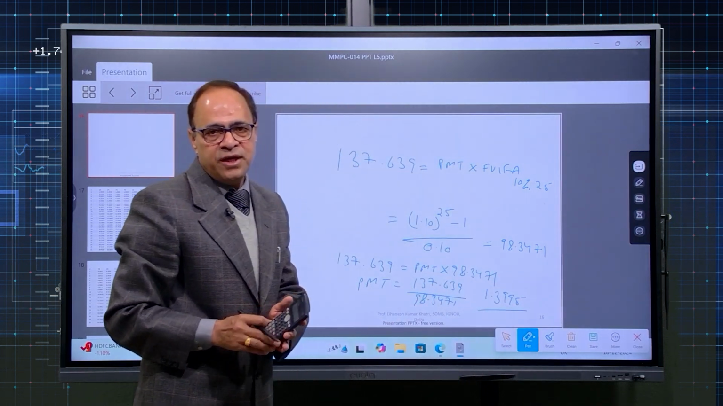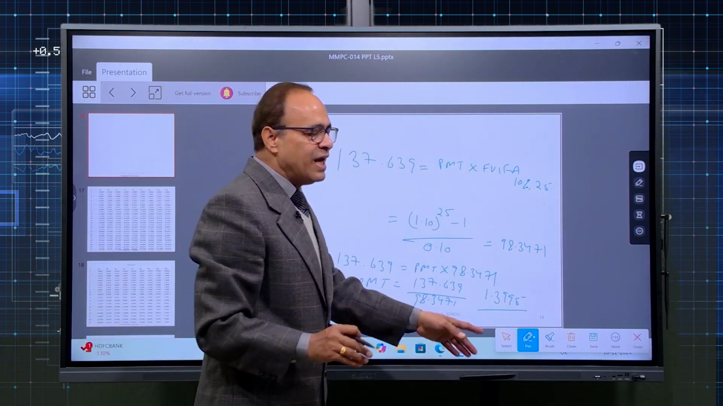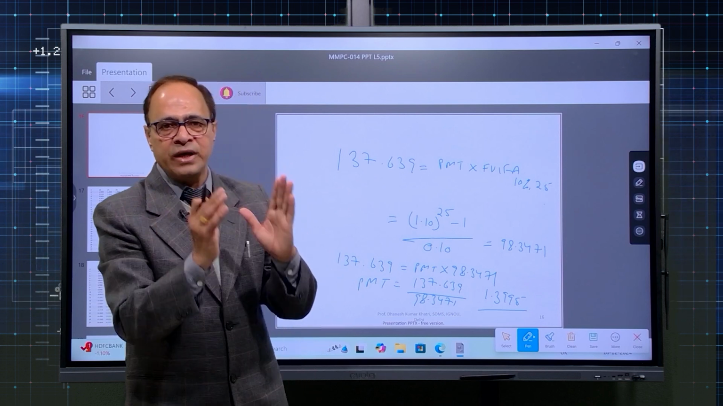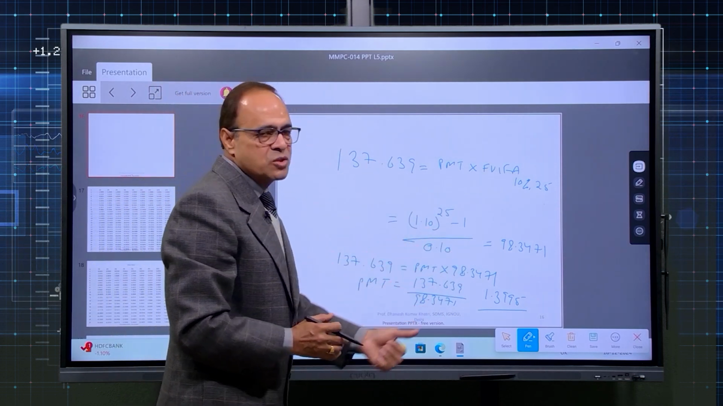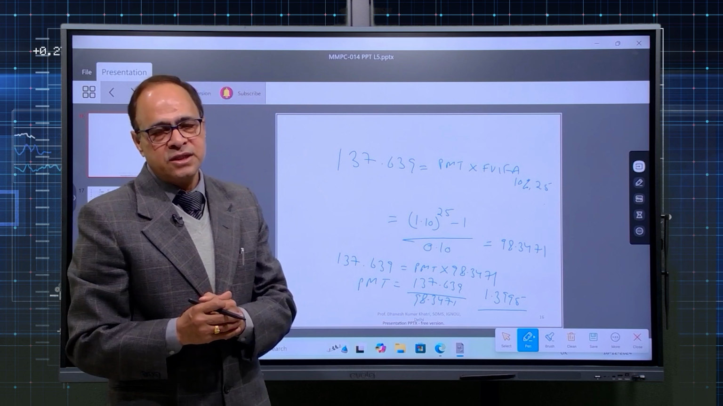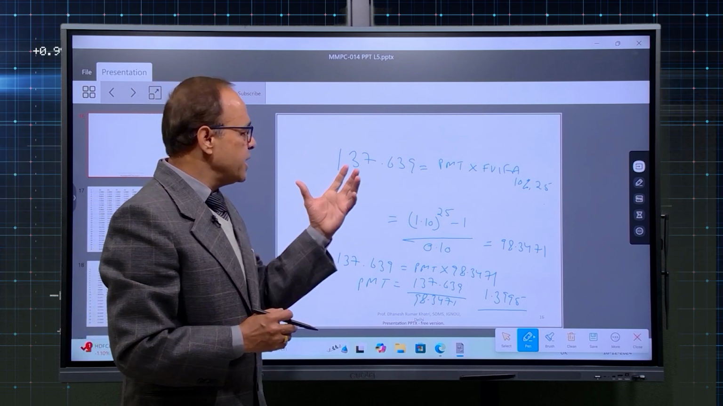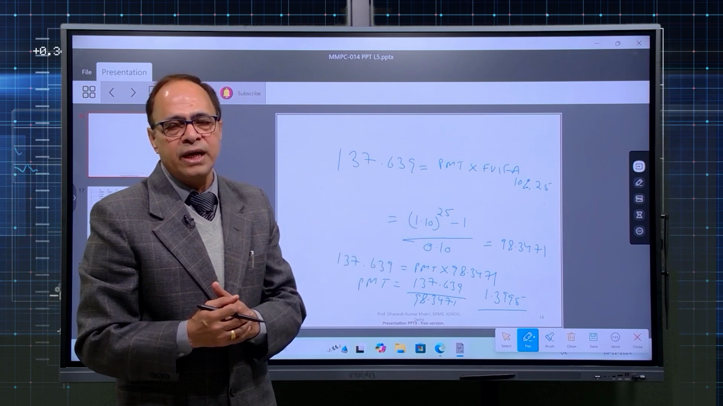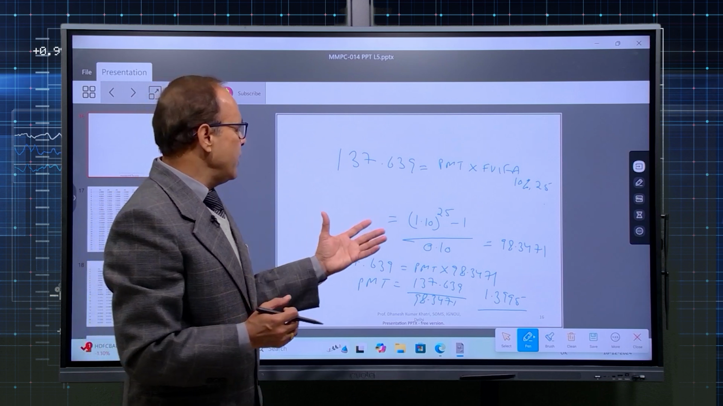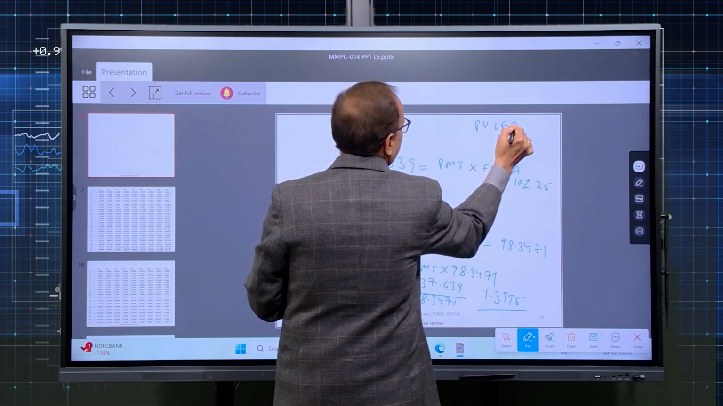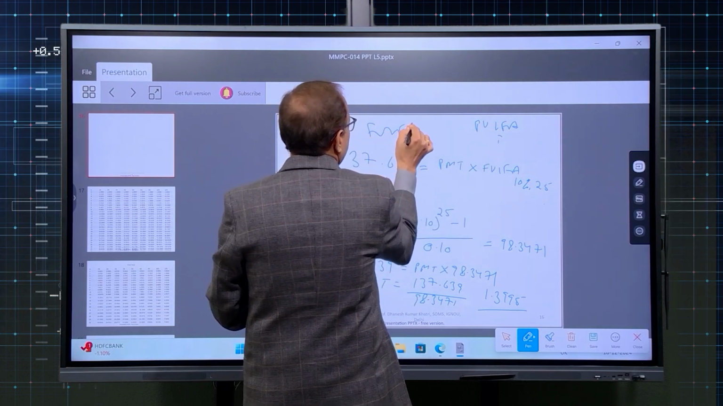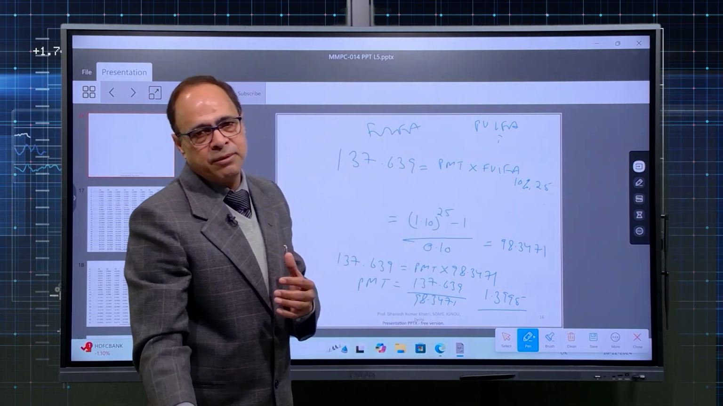That means every year he needs to deposit 1,40,000 for the next 25 years, and he will have a sufficient corpus at the end of the 60-year age, so that from the age of 61 he can withdraw 12 lakh rupees per annum. So, that is the way a blended application of PVIFA and FVIFA can be done for retirement planning.